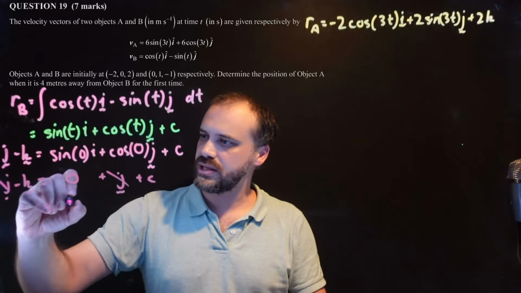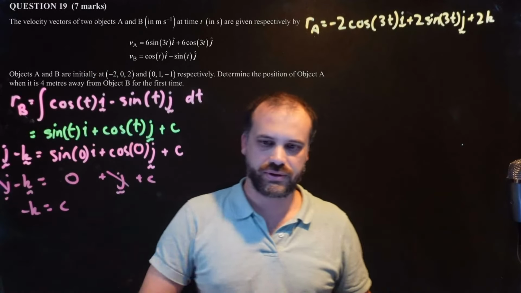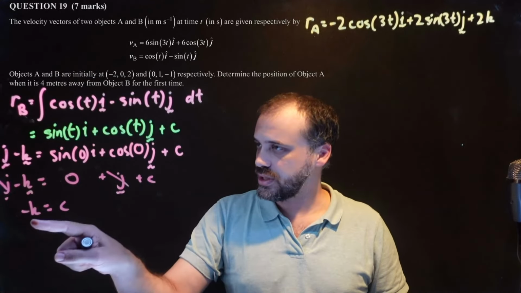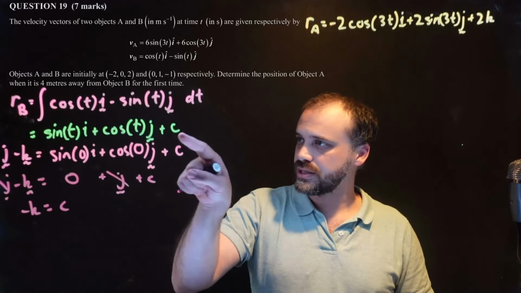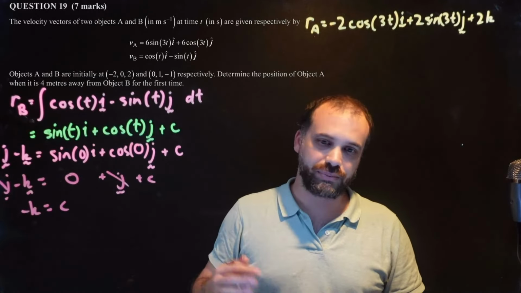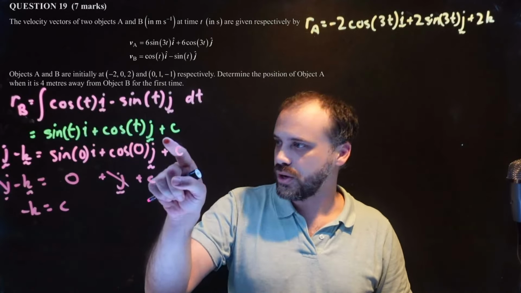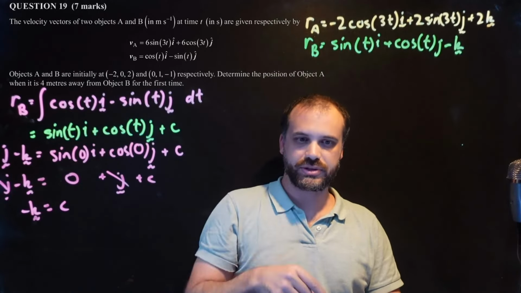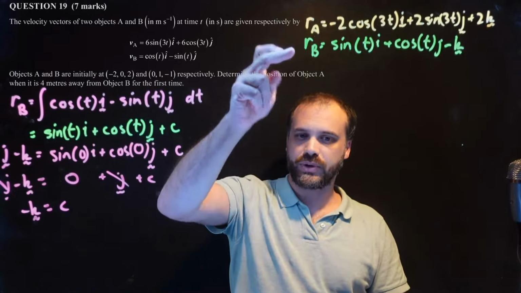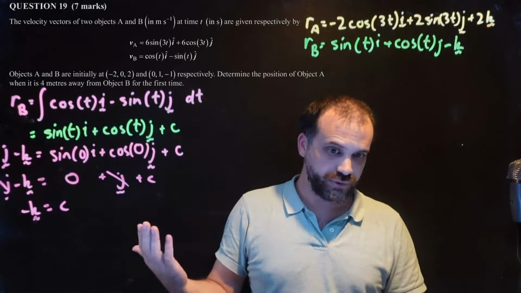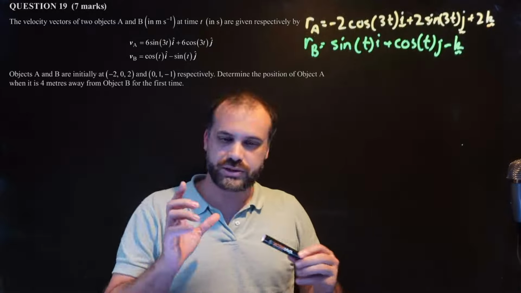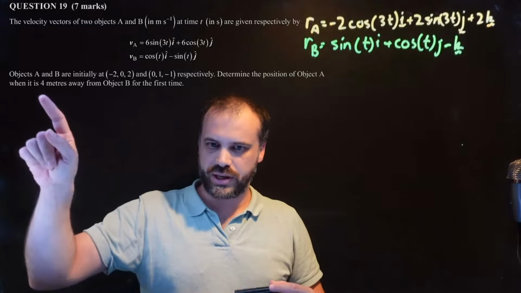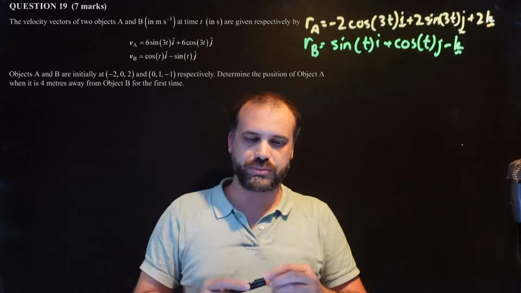We've got c equal to negative k, which means that this is our displacement function: sin t i plus cos t j minus k. All right, that's great. We've got 2 displacement functions there, one for object A, one for object B. Let's get rid of this, move on to our next little piece. All right, so what's the question interested in? Determine the position of object A when it is 4 meters away from object B.